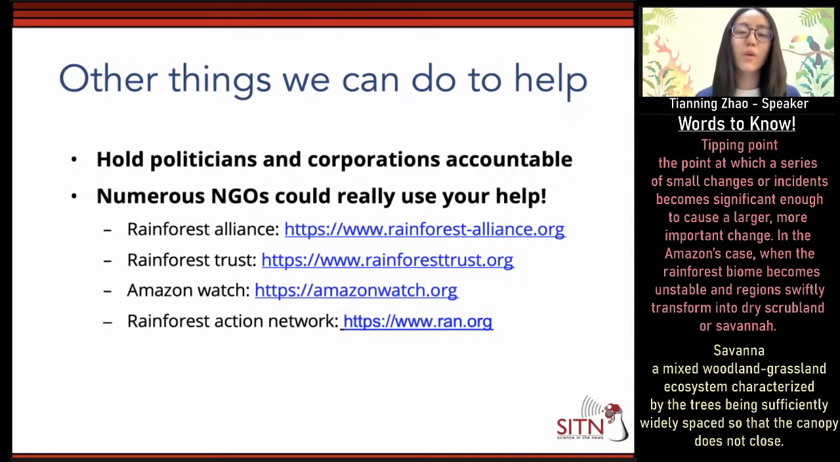And there are also numerous NGOs that could really use your help, including the Rainforest Alliance, Rainforest Trust, Amazon Watch, and Rainforest Action Network. They're doing all kinds of things. They're holding different events and trying to unite more power so that we could actually do something to protect the rainforest.